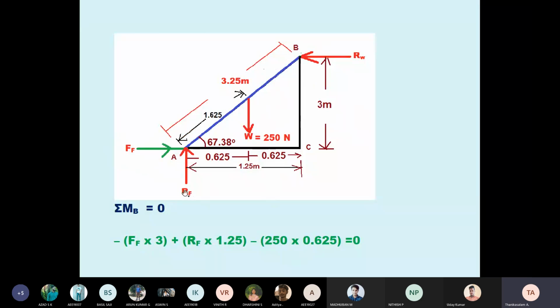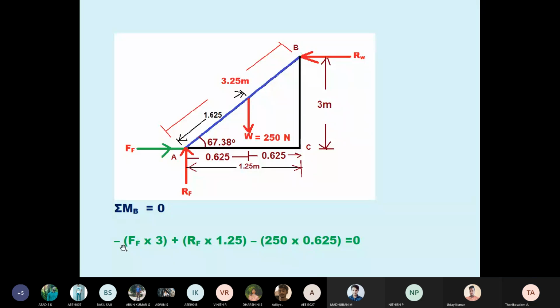Now RF. RF is here, but with respect to horizontal, B with respect to horizontal is perpendicular. Therefore, RF into 1.25, plus. Now see the FF acting at A, but you can project its line of action. The FF line of action goes to point C. Point C is vertical with respect to B, no? What is the distance? 3 meter, perpendicular. Therefore, FF into 3 clockwise.